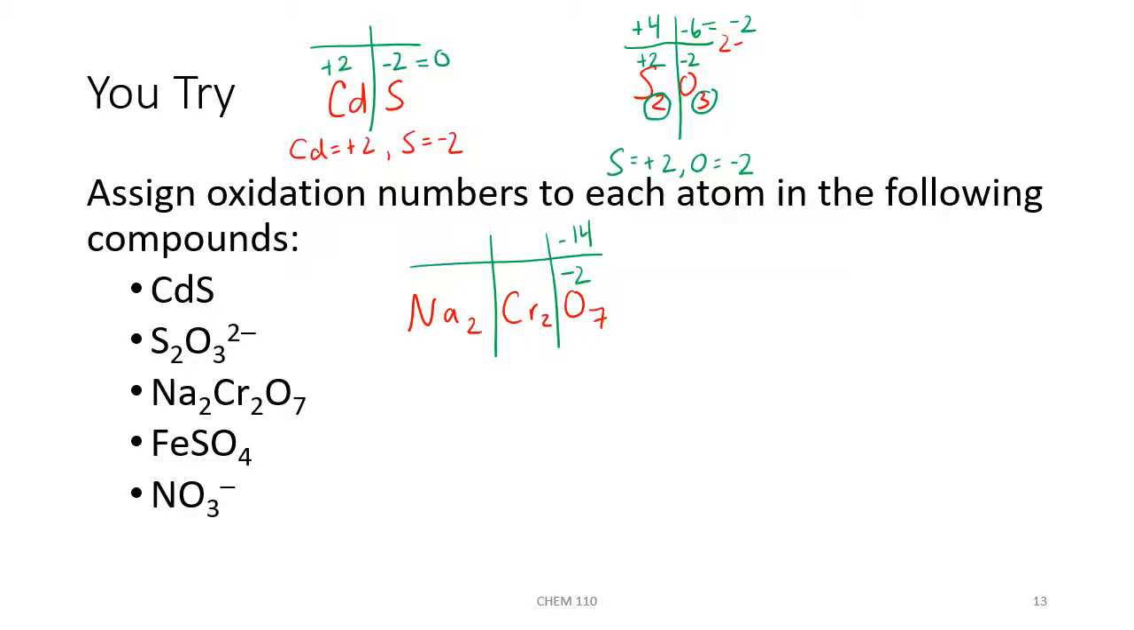Sodium's a group 1A metal. Its oxidation number is going to be +1 in a compound. We have 2 of them, so the total sodiums will be +2. The sum of the oxidation numbers should add to 0, so the total for the chromiums should be +12. We only want to look at one chromium though, so we're going to need to divide by 2, and that means each chromium has an oxidation number of +6. Sodium is a +1, chromium is a +6, and oxygen is a -2.